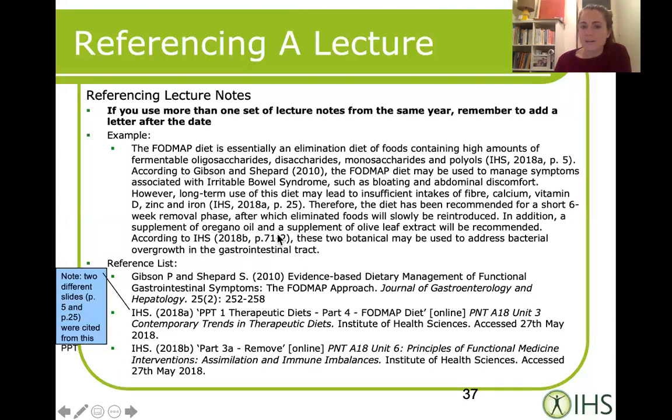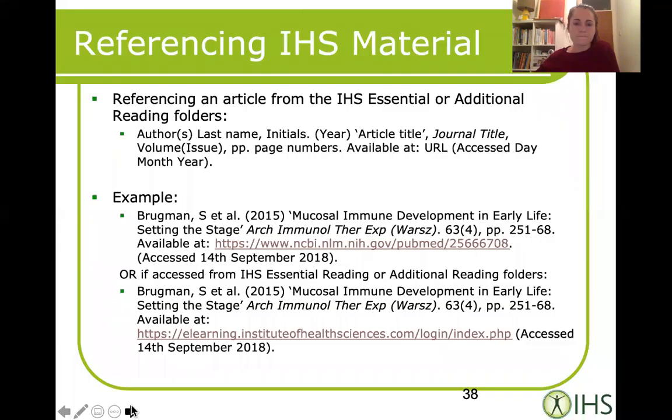And then the text goes on, and this time you use a different PowerPoint to reference. So it's according to IHS, these 2 botanicals may be used to address bacterial overgrowth. We don't have time to go through this in detail now. If this isn't something you're familiar with, I'd really suggest you go and read this part of the PowerPoint. It's part 6, slide 37. You can read through this to see how you date the different citations or references. This is just the final reference that we're going to look at.